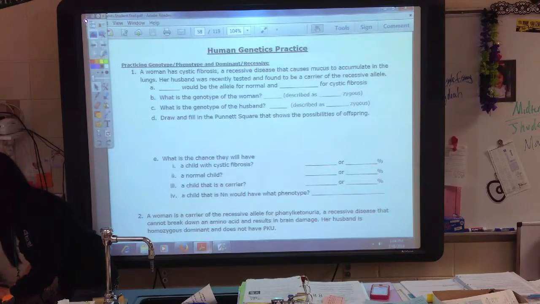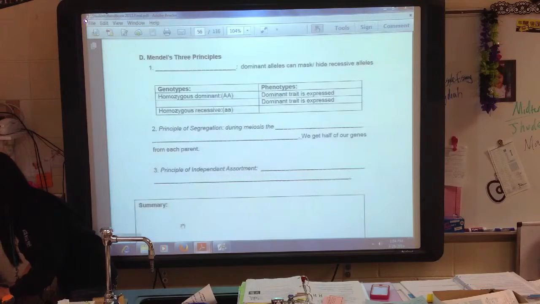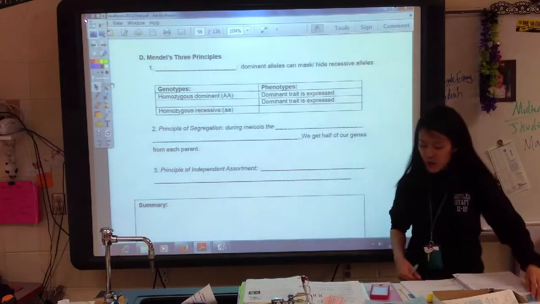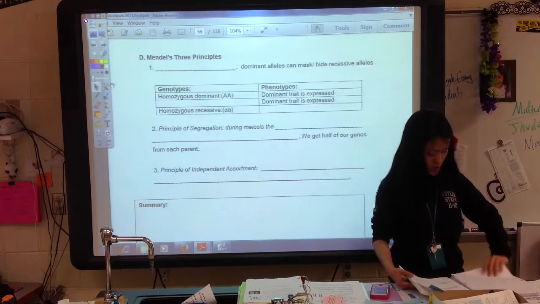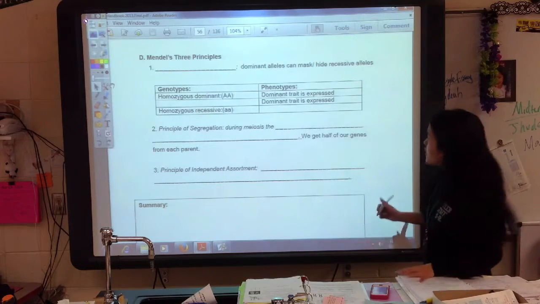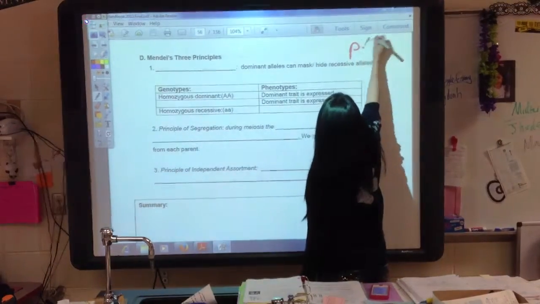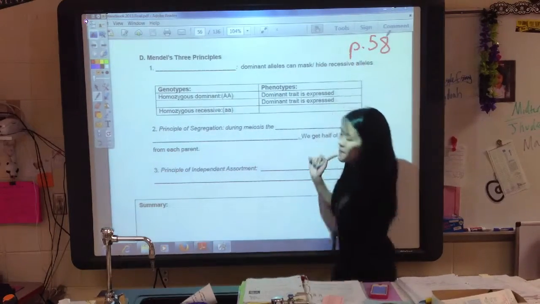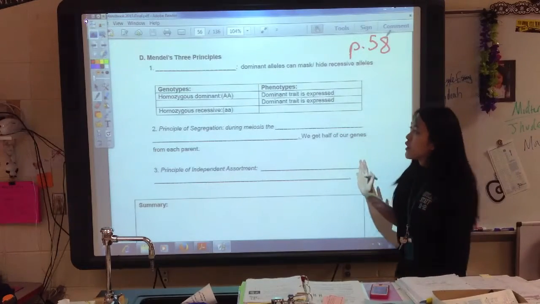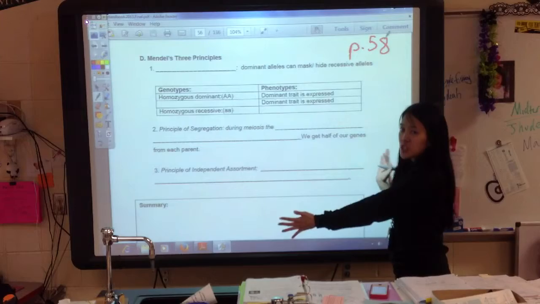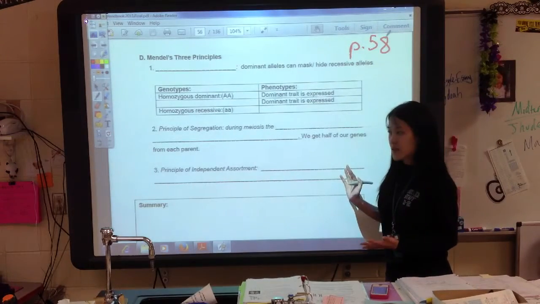Okay, after you finished your preview, I do want you to turn to your notes for a second. And in your notes, you're going to be on page 58. So your notes are on page 58, and this was actually from the other day. And on page 58, we talked about Mendel and his 3 principles. This is the basic genetics that we first have to understand.